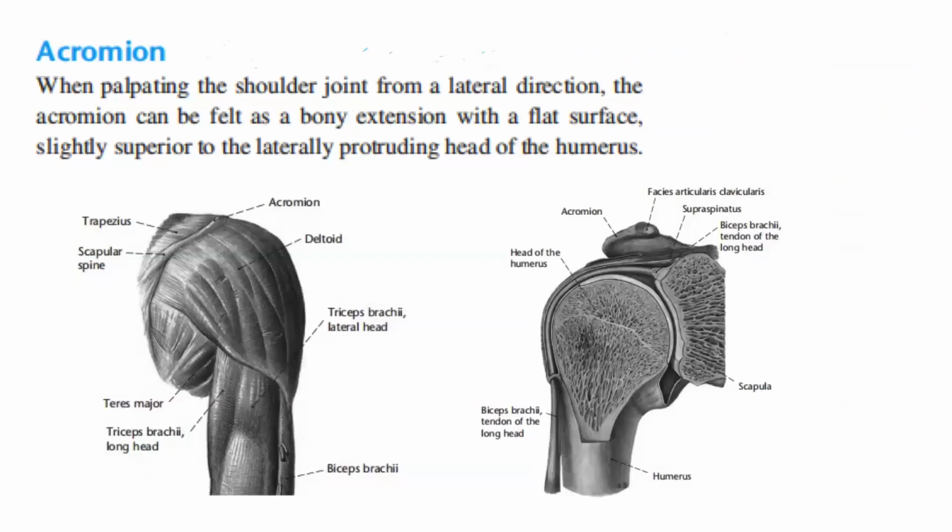Next, we have the acromion. So when palpating the shoulder joint from a lateral direction, the acromion can be felt as a bony extension with a flat surface slightly superior to the laterally protruding head of the humerus. Here we also have an illustration showing where the acromion is relative to the deltoid, the trapezius muscle, the scapular spine, and the humerus and other muscles and bones near the trapezius muscle.